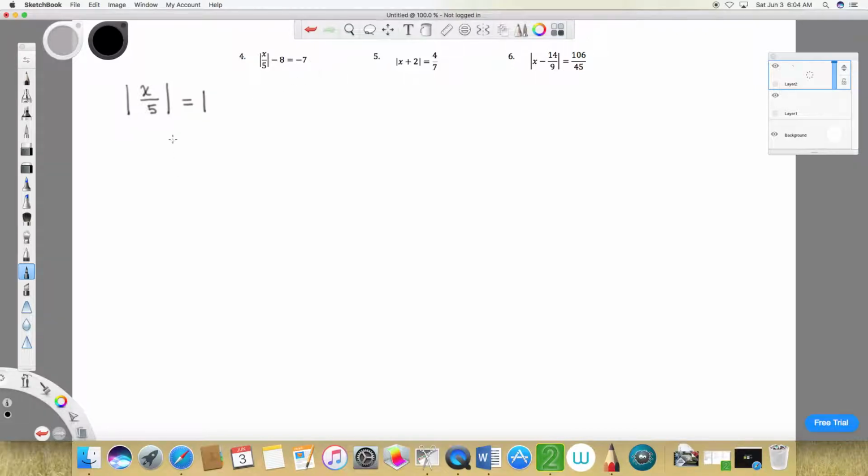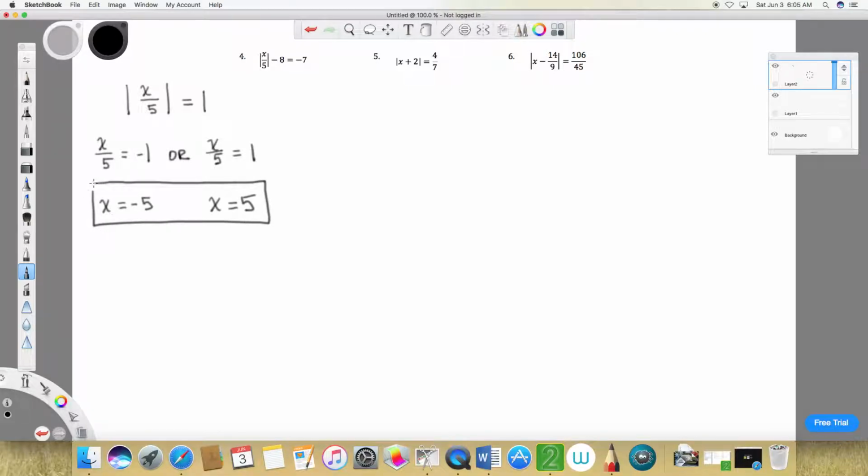1. So then this splits into two equations where x over 5 either equals negative 1 or x over 5 equals positive 1. To get the x by itself, we'll multiply both sides of this equation by 5. And we have that x is equal to negative 5. And over here, do the same, and x is equal to positive 5. There's our two solutions for problem number 4.